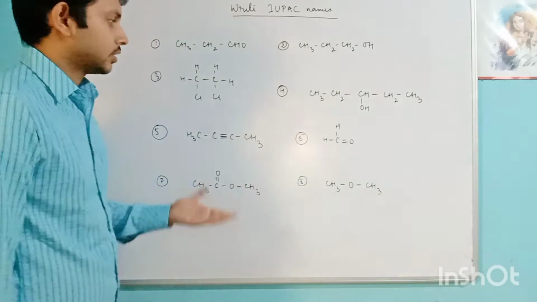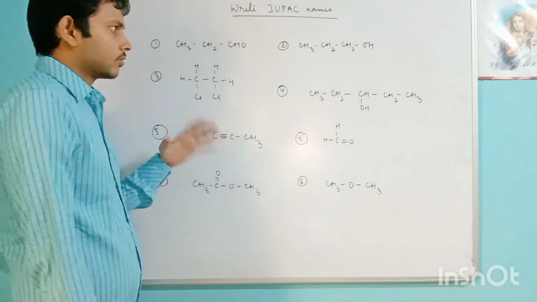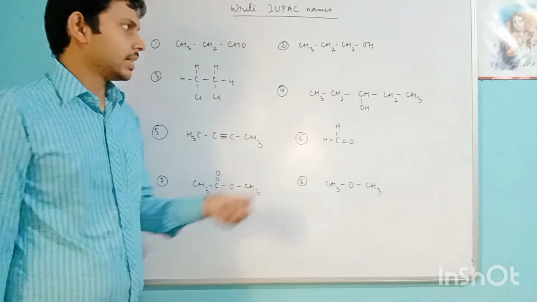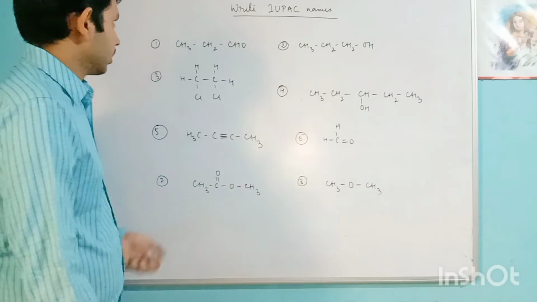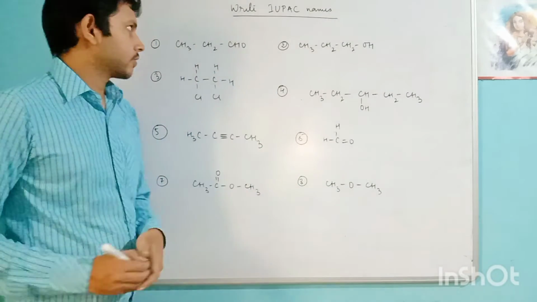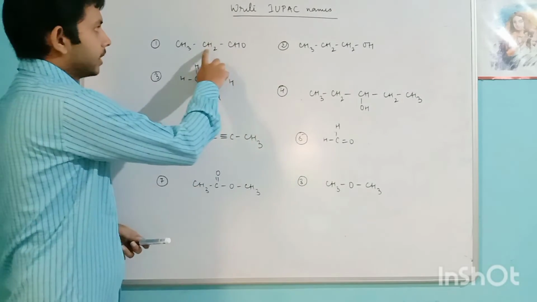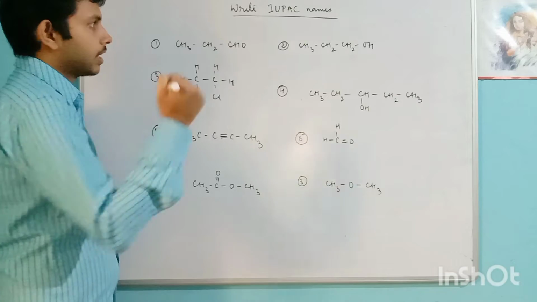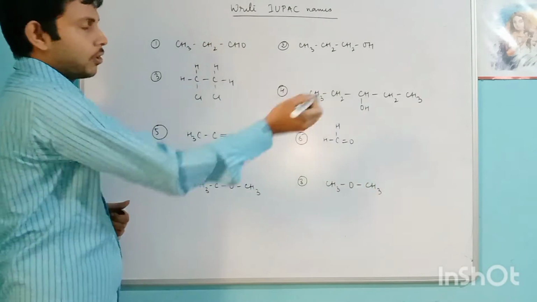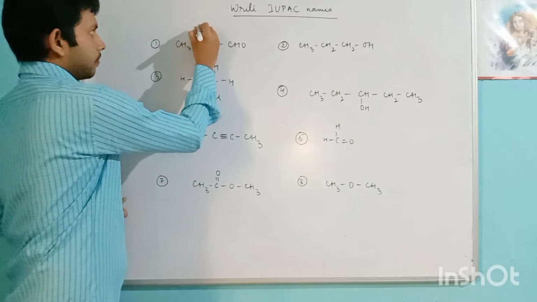Now let's try to solve some questions. These are questions from class 10 board exams of different boards. So let's begin with the first question. This is very easy. How many carbon atoms are there? There are 3 carbon atoms. So for 3 carbon atoms we write meth, eth, prop. So prop.